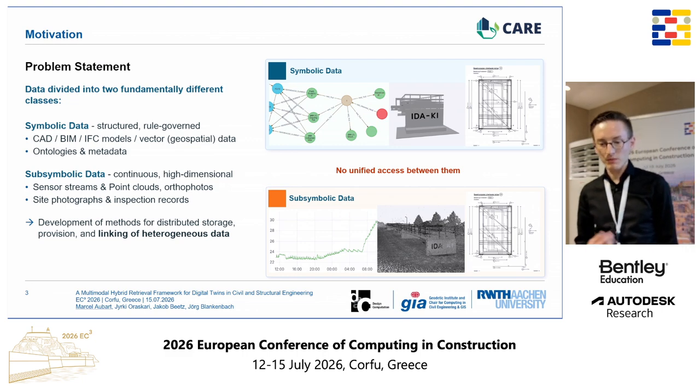Regarding the problem statement, we can roughly have two boxes of data: symbolic data and subsymbolic data. Symbolic data is well structured, for example IFC models or vector geospatial data. On the other hand, we have subsymbolic data like sensor streams, point clouds, images, and orthophotos that are hard to get and less structured. So we are in need of developing methods to get them together and link those data.